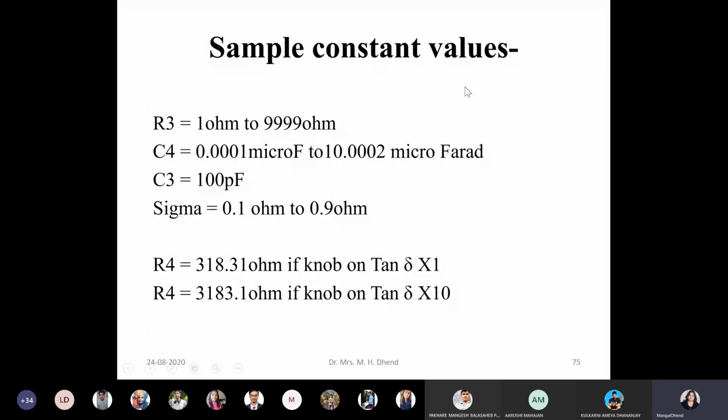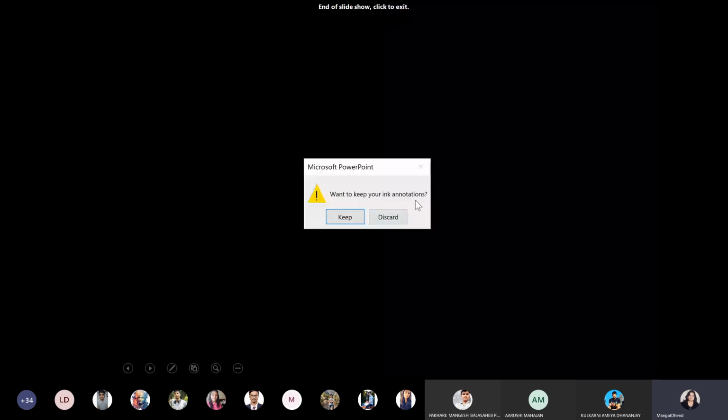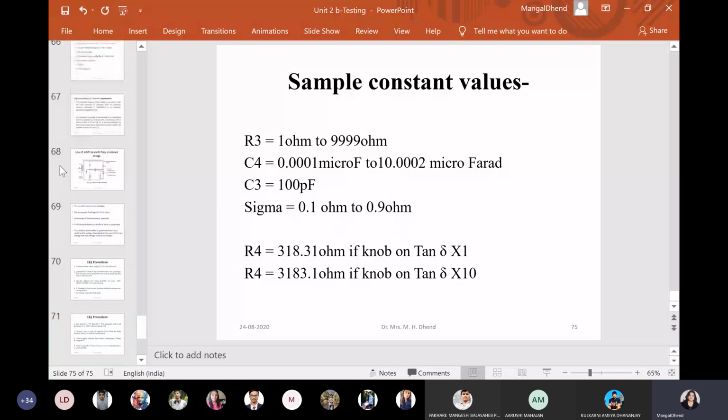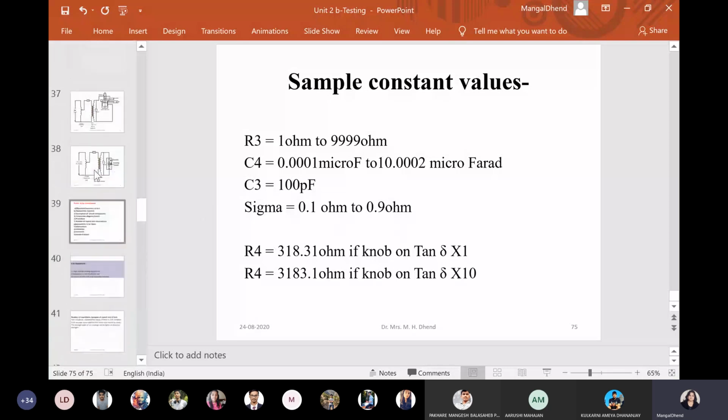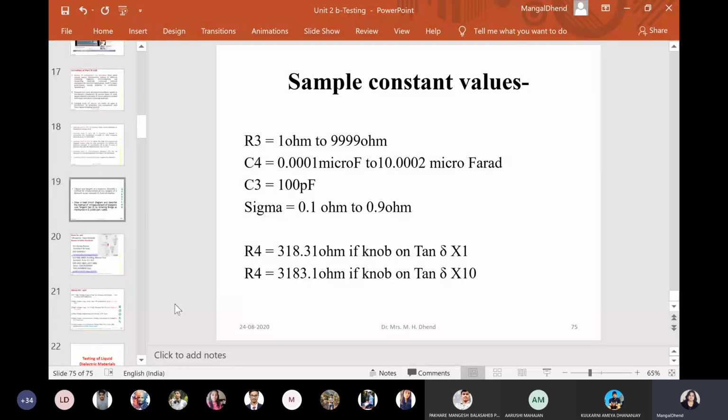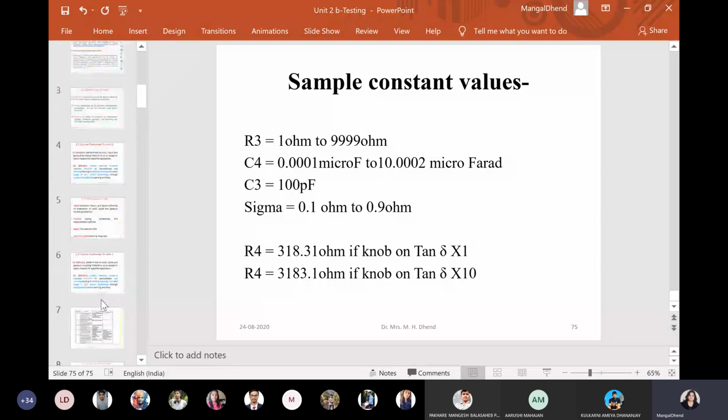These are the sample constant values which you can remember. If you write numerical values, you can get scoring also. So I have given those sample values. So this completes our Schering bridge. Here we have completed part of unit 2B. In 2B we have seen a number of testings.